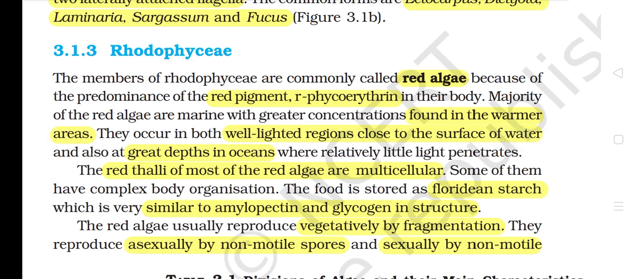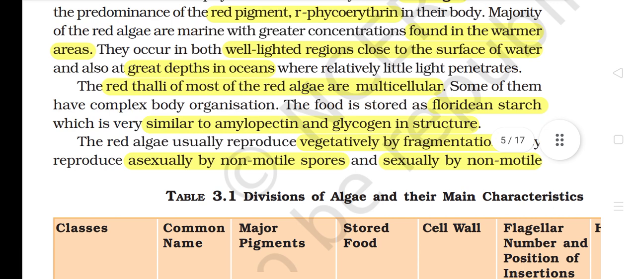3.1.3 Rhodophyceae. The members of Rhodophyceae are commonly called red algae because of the predominance of the red pigment r-phycoerythrin in their body. The majority of the red algae are marine, with greater concentrations found in the warmer areas. They occur in both well-lighted regions close to the surface of water and also at great depths in oceans where relatively little light penetrates. The red thalli of most of the red algae are multicellular. Some of them have complex body organization. The food is stored as floridean starch, which is very similar to amylopectin and glycogen in structure.